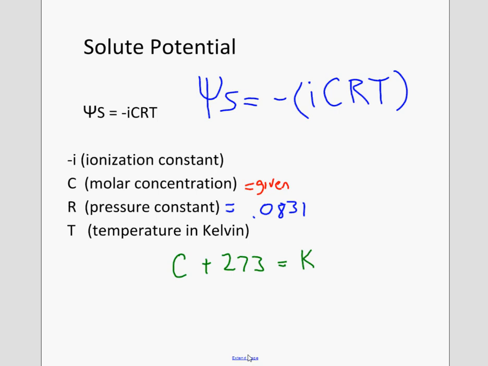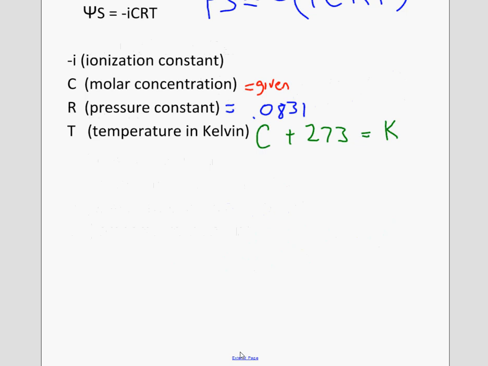Why is that? Why Kelvin? Well, science uses Kelvin because there's no negative. Zero is the absolute number. Literally, it's absolute zero. And so really the only hard portion of this problem is the ionization constant. So let's talk about the ionization constant.